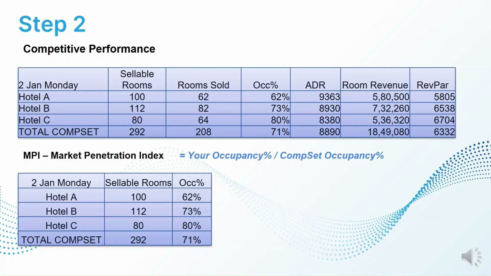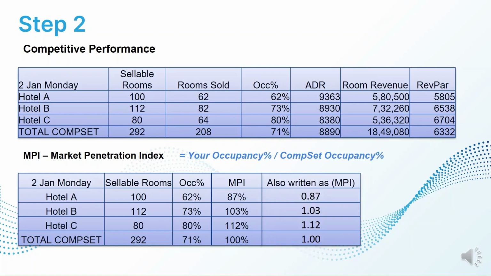On 2nd of Jan, Monday, our occupancy was 62% and the comp set occupancy was 71%. Hotel B's occupancy was 73% and Hotel C's occupancy was 80%. So by using this formula, we have calculated the MPI as follows. MPI is normally written in decimal, so we convert that percentage into decimal, and therefore Hotel A's MPI is 0.87, Hotel B's MPI is 1.03, and Hotel C's MPI is 1.12.